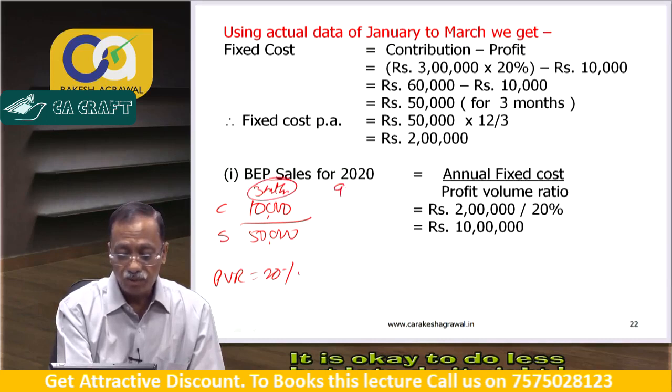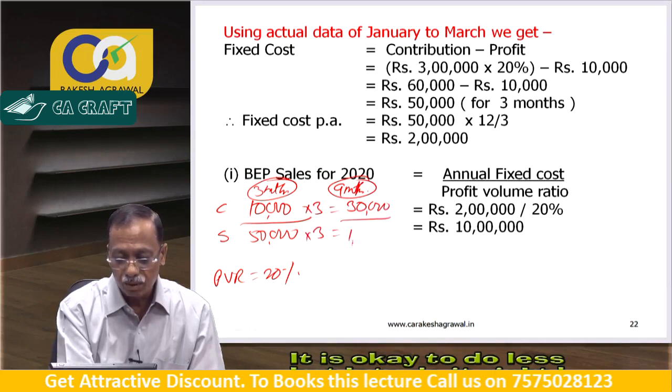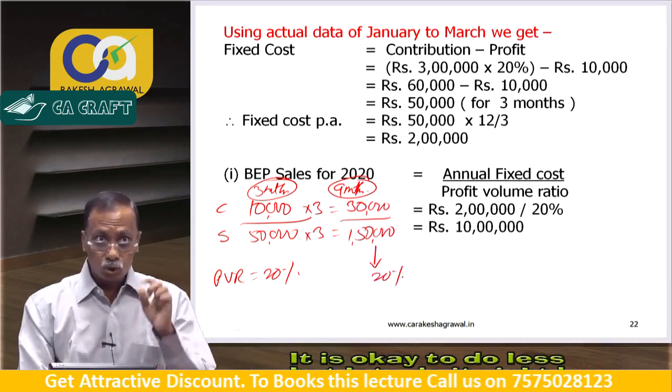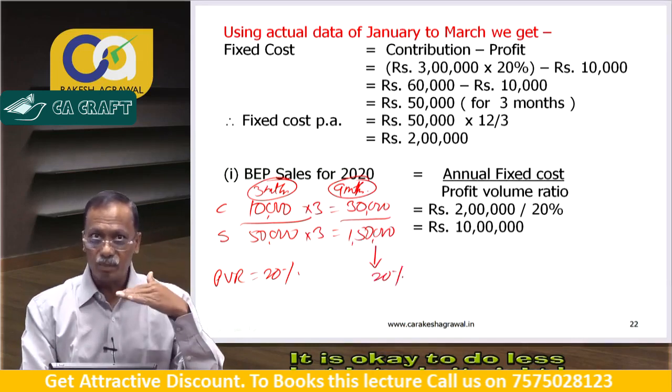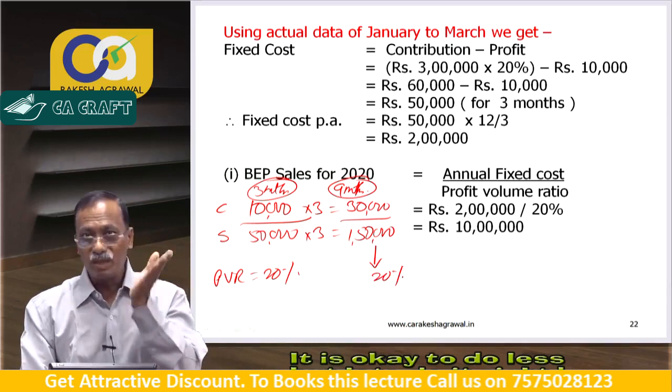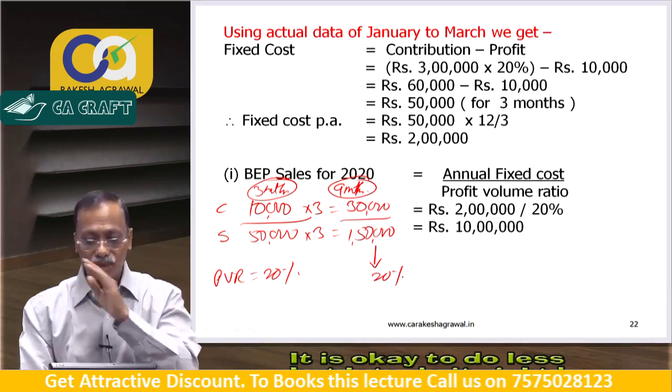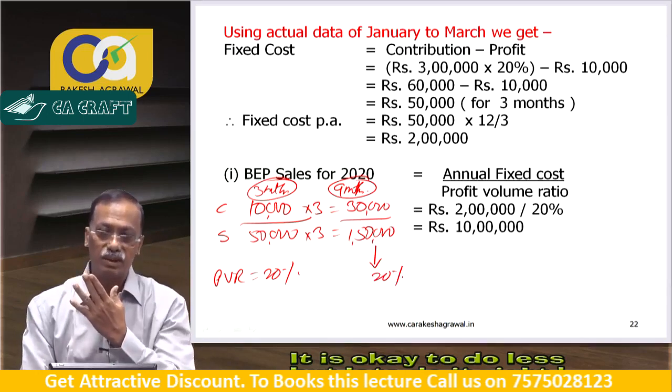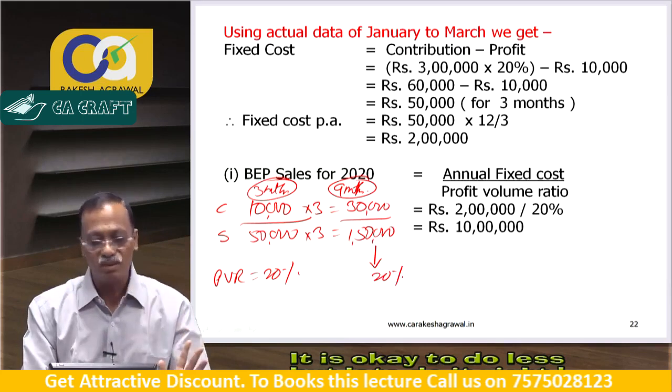Now for 9 months, what will happen? Why won't the PV ratio change? For 9 months, the data will become 3 times, so this will become 3 times. But then the denominator also will become 3 times, no? If you check the ratio, the ratio will remain 20%. So the ratio doesn't change, because the numerator will get multiplied by some number of times, and the denominator will also get multiplied by the same number of times. So the ratio itself won't change.